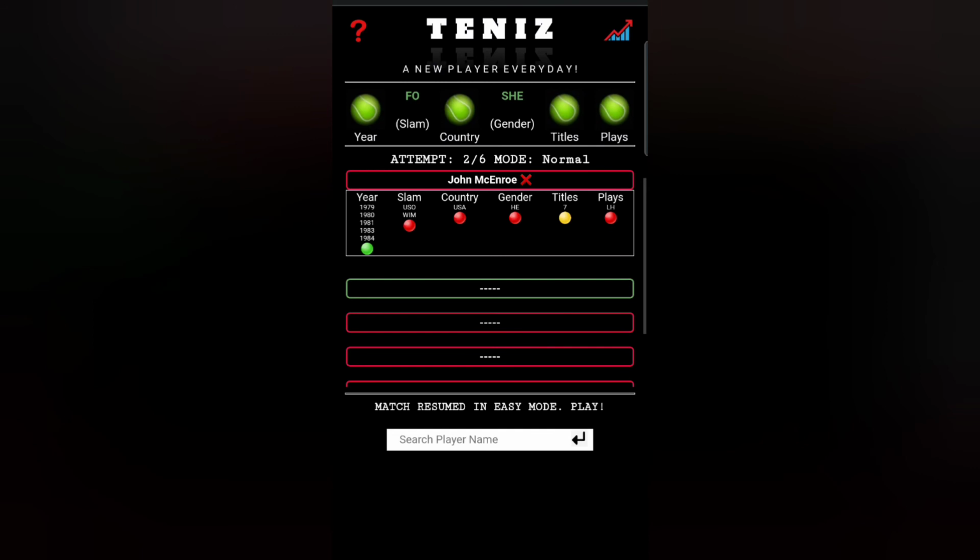This is because I am at my second attempt. Depending on how many attempts you have made, an equal number of attributes at the top will be revealed, and for any subsequent guess, it will keep revealing one additional clue. So for now, we can see that it's a French Open winner and it is a she, which we already sort of knew. We didn't know which was the exact Grand Slam, but we knew that it was a she.